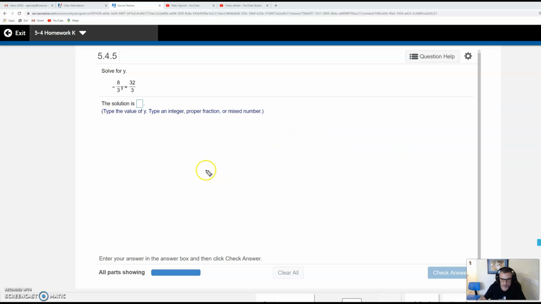So I'm going to rewrite this equation. It says -8/3 times y is equal to 32/3. All right, when we solve an equation, we want to get the variable by itself. And so when I'm multiplying my variable by a fraction, to get rid of that fraction, I just multiply it by its reciprocal. So on the left-hand side, I'm going to multiply by -3/8.